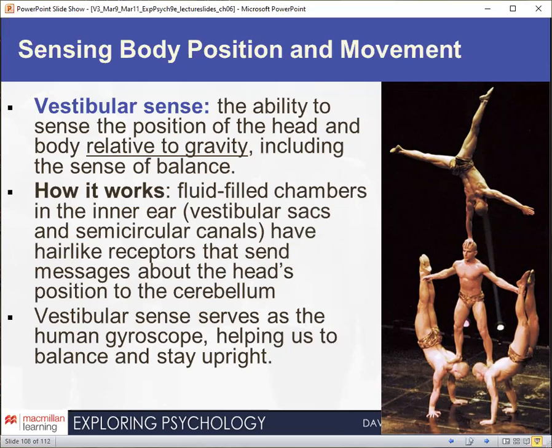Now, obviously, if you have the flu, a head cold, or an inner ear infection, these things can get out of whack. That's when we experience things like vertigo, where we don't seem like we can balance. We seem unsteady on our feet because our vestibular sense is sort of out of whack. There's nothing you can do to walk straight or stand up correctly because the system that helps determine your balance is glitched up at the moment.